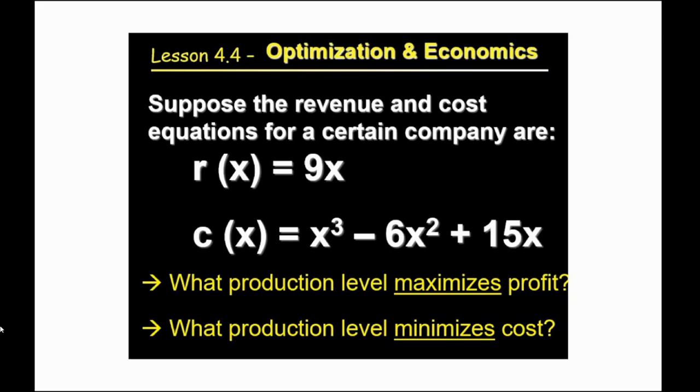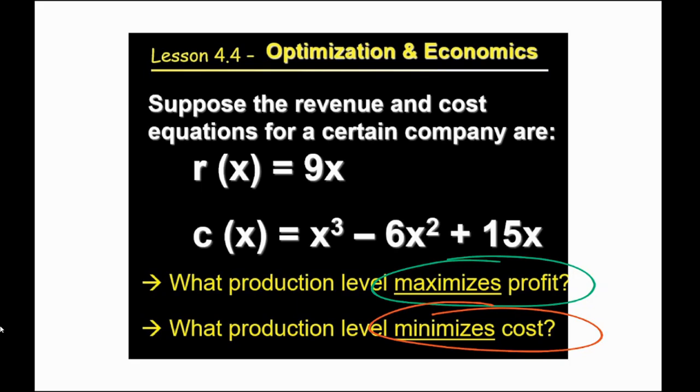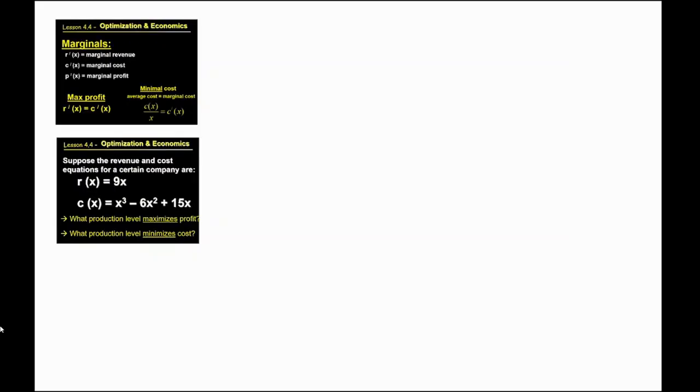So what are we going to try to do here? We're going to try to find the production level that maximizes profit. That'd be certainly something you'd want, a maximum profit. And then we're going to try to minimize our costs. Well, wait a minute. Wouldn't that be the same value? Wouldn't that be the same amount of X that gives you the highest profit but the lowest cost? Well, let's find out. Let's use the idea of marginals to basically solve this problem.